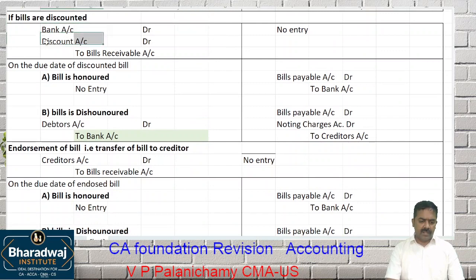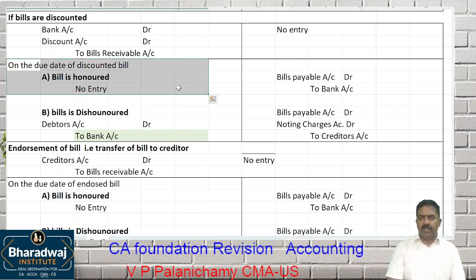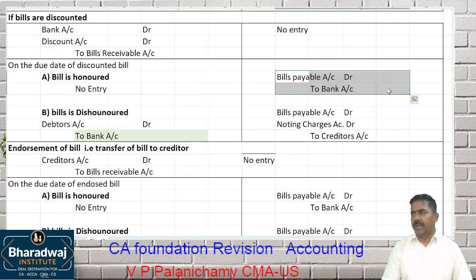If bills are discounted, you are taking to the bank and discounting the bill. Bank account debtor, discount account debtor to which account? Bills receivable account. I am not doing this transaction, no entry in my book. On the due date of discounted bill, if the bill is honored, no entry in your book. Why? Bank will collect the money. I pay the money to the bank.